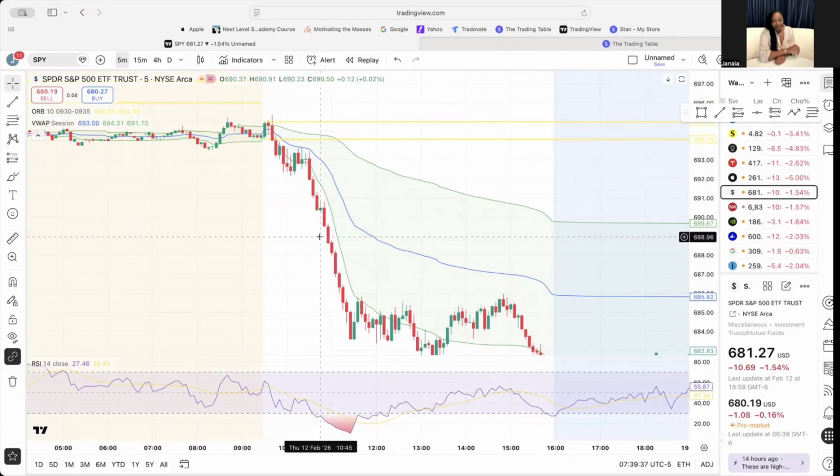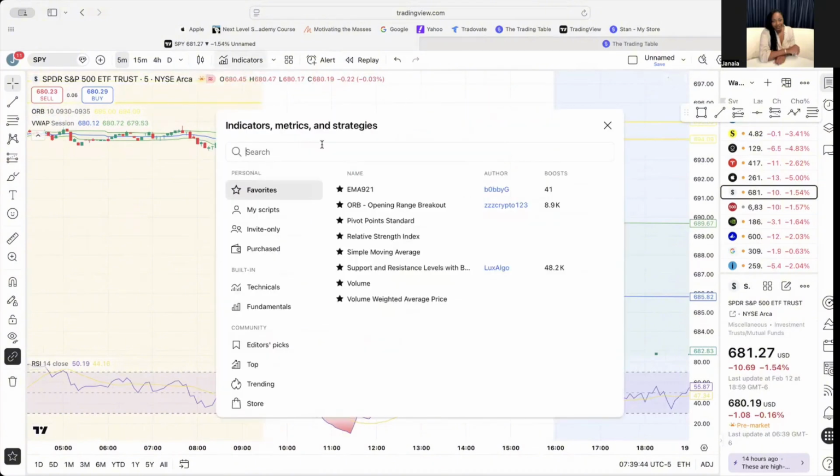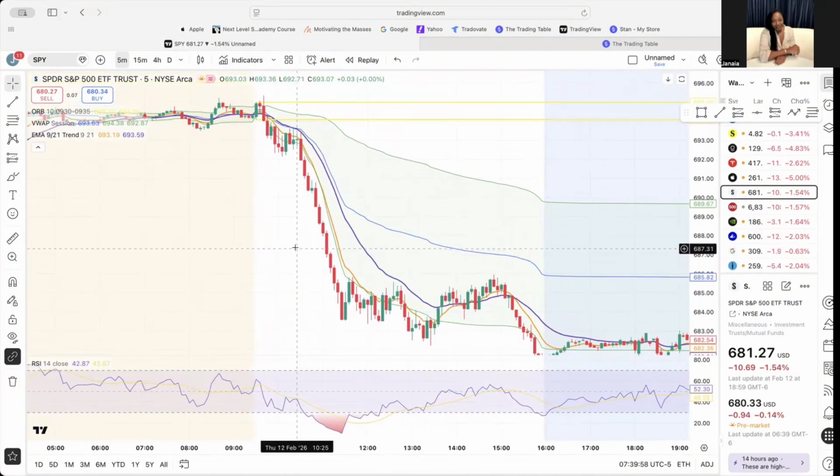Now let's talk about two moving averages that I use, and we're going to start with the 9 EMA. I'm going to go ahead and add it. Again, I already have it saved to my favorites, but you would search it the same way. And I use the 9 and the 21 EMA. So now you'll see on my chart, the 9 EMA is going to be this orange one, and the 21 EMA is going to be this purple one. So we're going to start with the orange one.